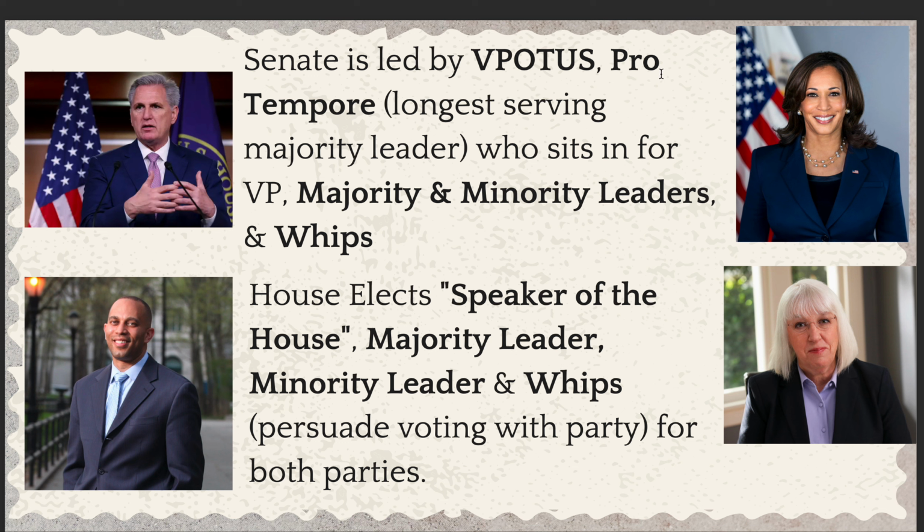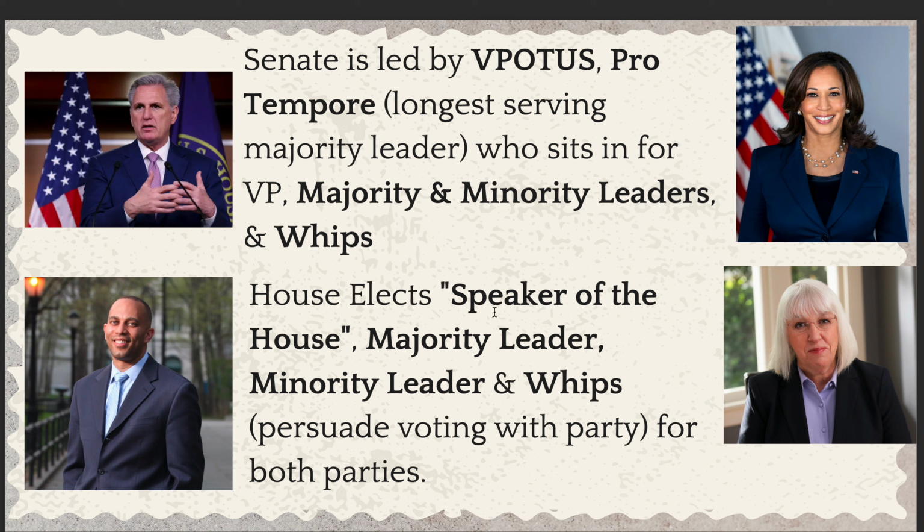Then we have the president pro tempore, who is the longest serving member of the majority party. If the VP can't be there, maybe they're off campaigning or serving their role as executive, the pro tempore will sit in. We have majority and minority leaders, whoever is leading the Democrats or the Republicans. Then whips. Whips are the people who get the votes. So if the Democrats are trying to pass something and they don't have enough votes, the whips will literally go around and whip their party into shape. And they'll get all the Democratic votes they need.